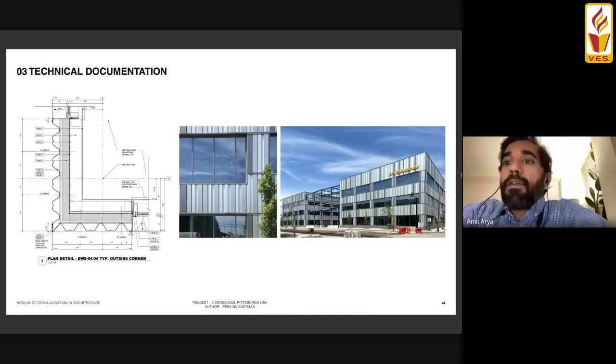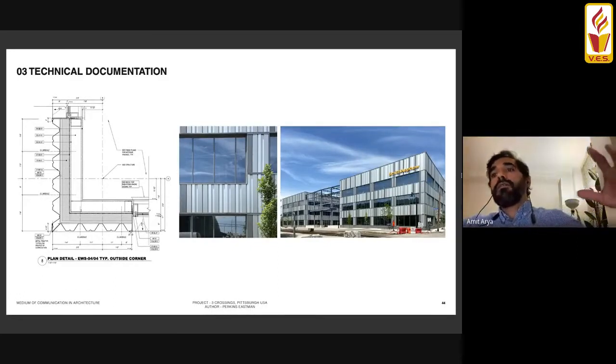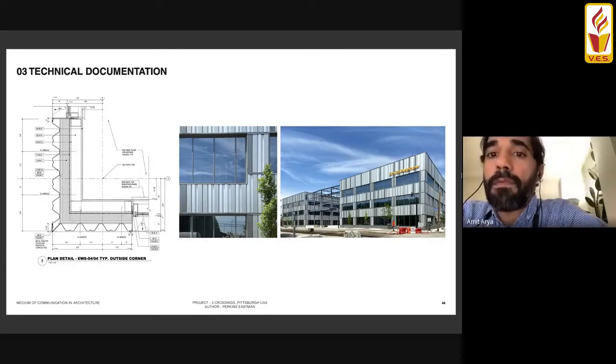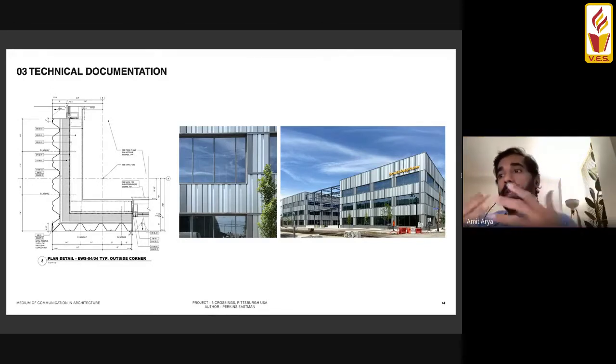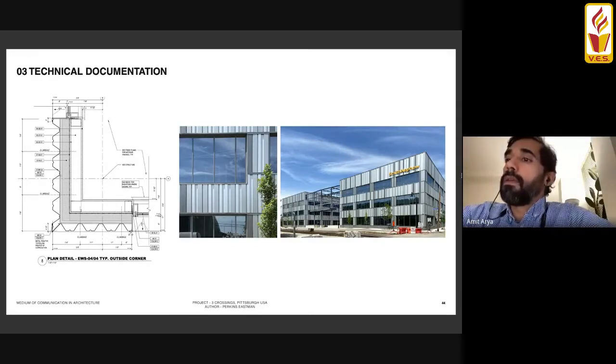And here's an example of that rigor finally culminating into the built format. From the left, very clearly drawn junction detail, trying to understand how the folded plate system will really bend the corner. And then you can see it manifested in the final photograph.